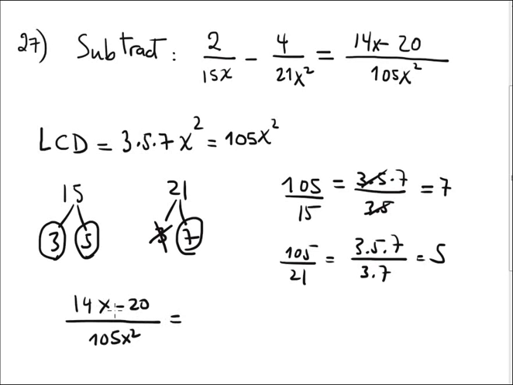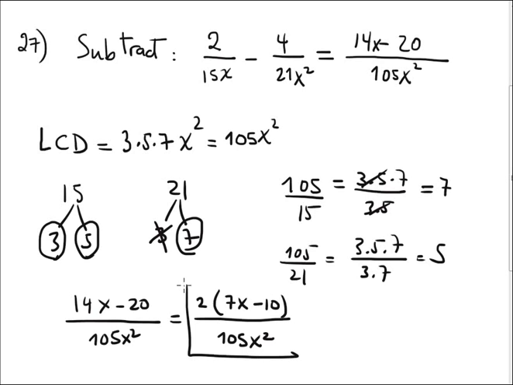So you factor out, you see the greatest common factor is 2: 2 times 7x minus 10 over 105 x to the second power. And this is the final answer. You can leave it like that, or leave it like that. Much better like that.